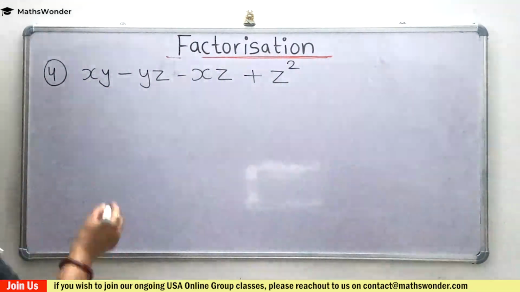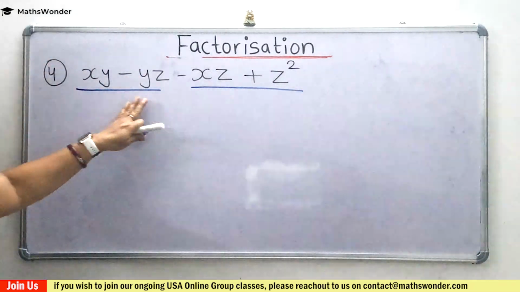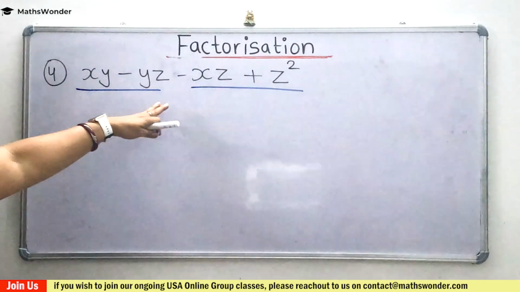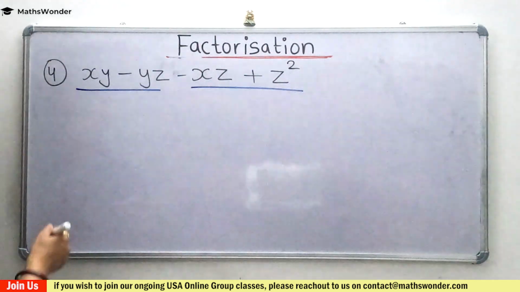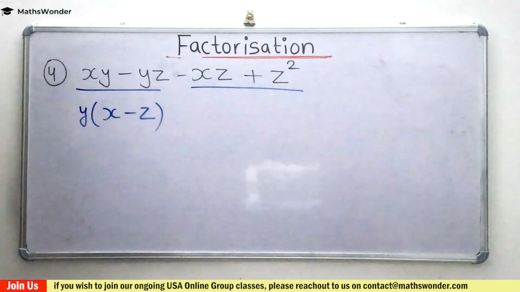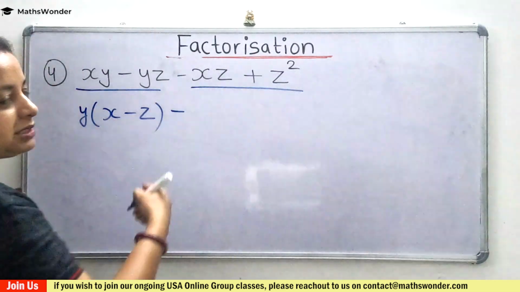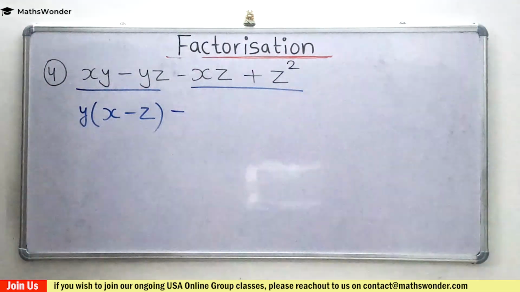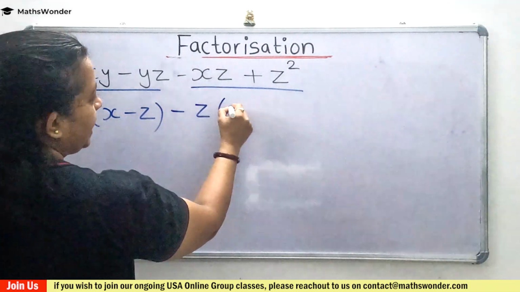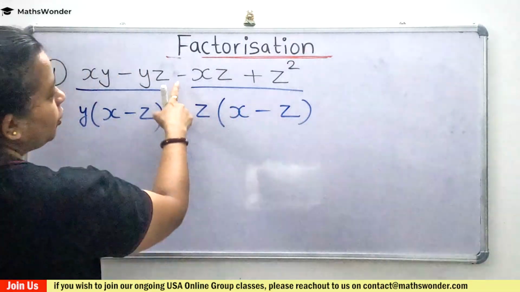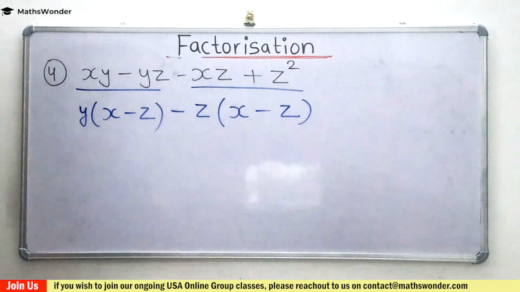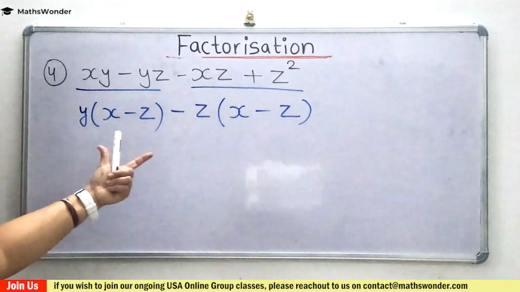Okay, so what you can do is, you can see the two separate terms, what is common in these first two terms? There's a y. So you can write x minus z inside. In this second part, what is common? Z. So z, you will write it out. So x minus z. Why minus? Because we have written minus here. When minus, you will write it inside, then it will give positive. Now see, x minus z is common.